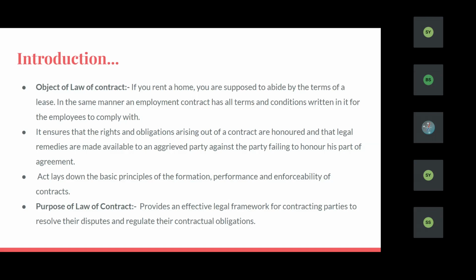So, the law of contract ensures that rights and obligations arising out of a contract are honored, and that legal remedies are made available to an aggrieved party. Aggrieved party in the sense the party who is at loss. So here, in the example which I gave you, the factory worker damaged goods.